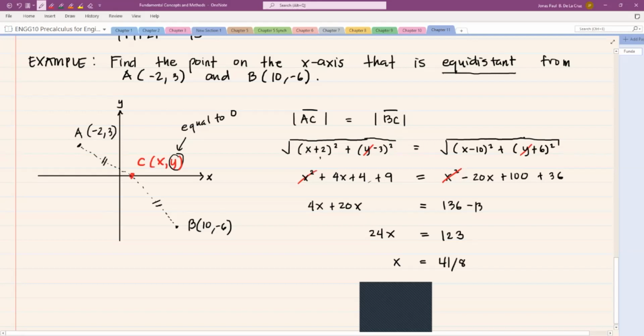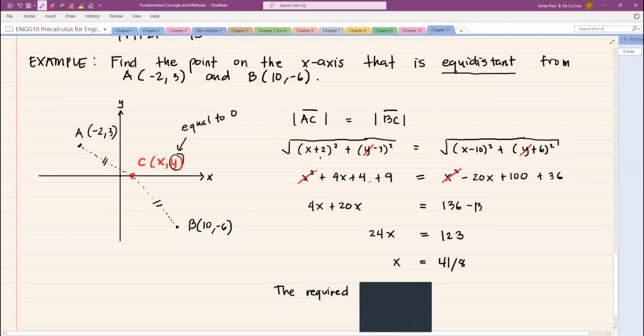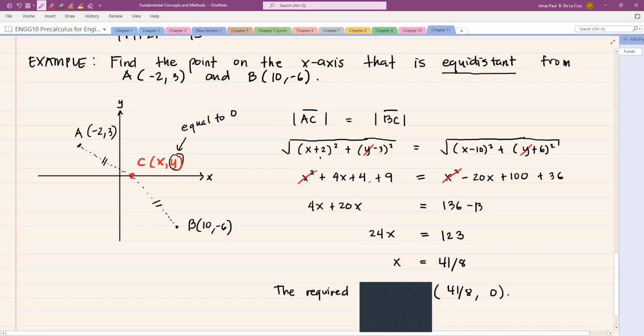So, ibig sabihin, the required point is 41 over 8, 0. So, 0 yung kanyang y-coordinate. Yan. So, yan na yung sagot natin for this one. Okay, so that's how we use the distance between 2 points.